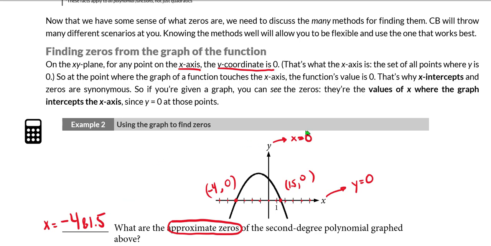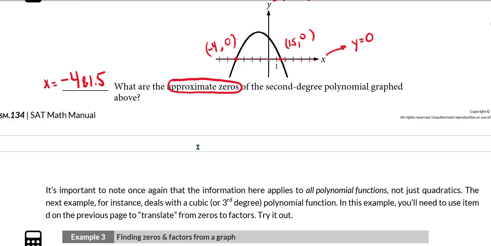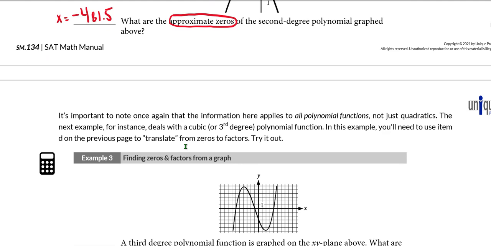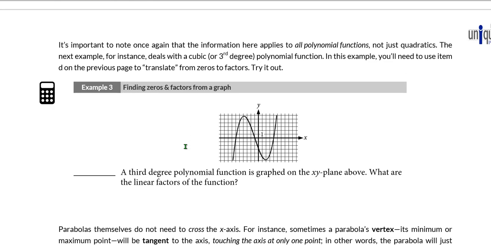In case it's not clear, all we are doing there is looking at the values of x where the graph intercepts the x-axis, and that will give us our zeros. The x values at which the graph hits the x-axis will also be the zeros or roots of the function. Moving along, at the top of the next page, we're going to do another example similar to the one that we just did.